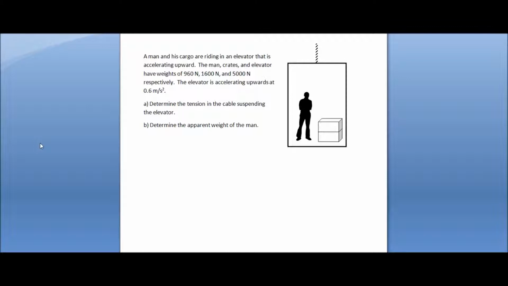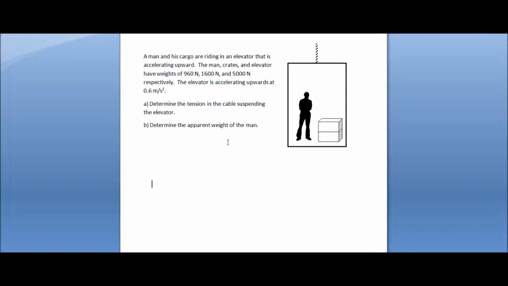We've got a man and his cargo riding in an elevator, and that elevator is accelerating up. We're going to see if we can determine the tension in this cable here and the apparent weight of the man. The weight of the man is 960 newtons.